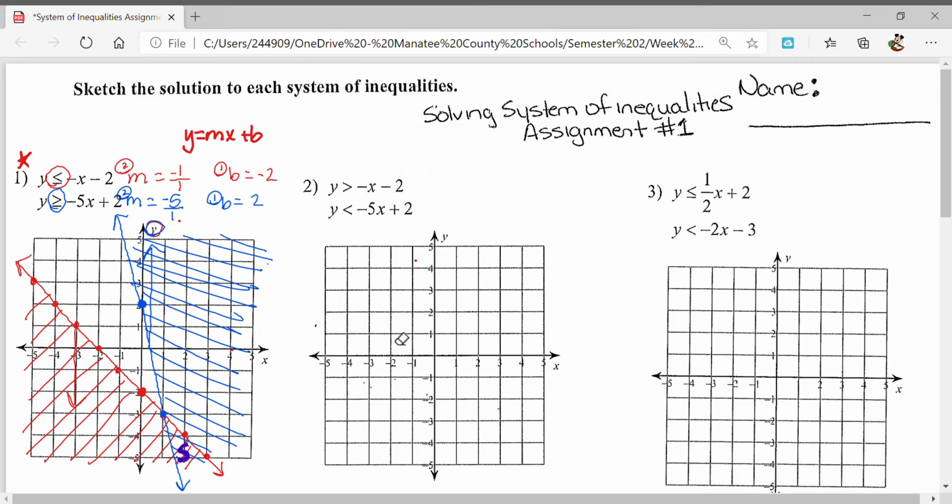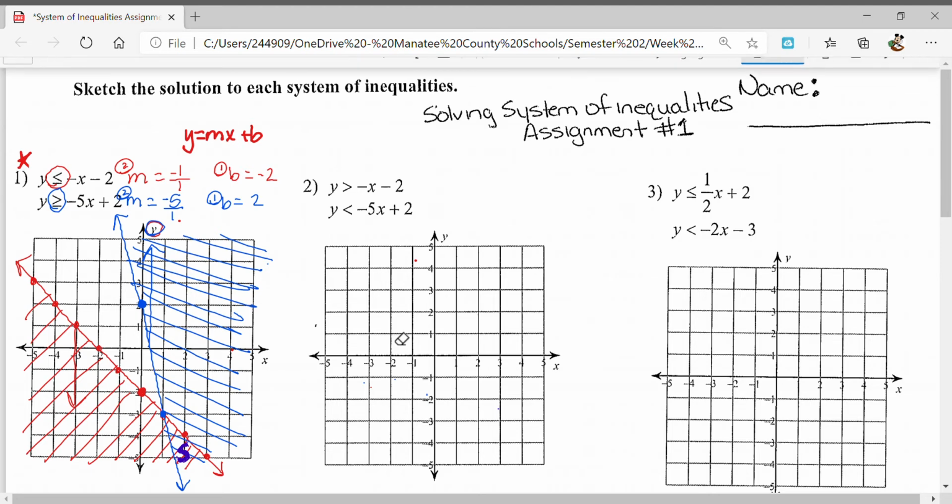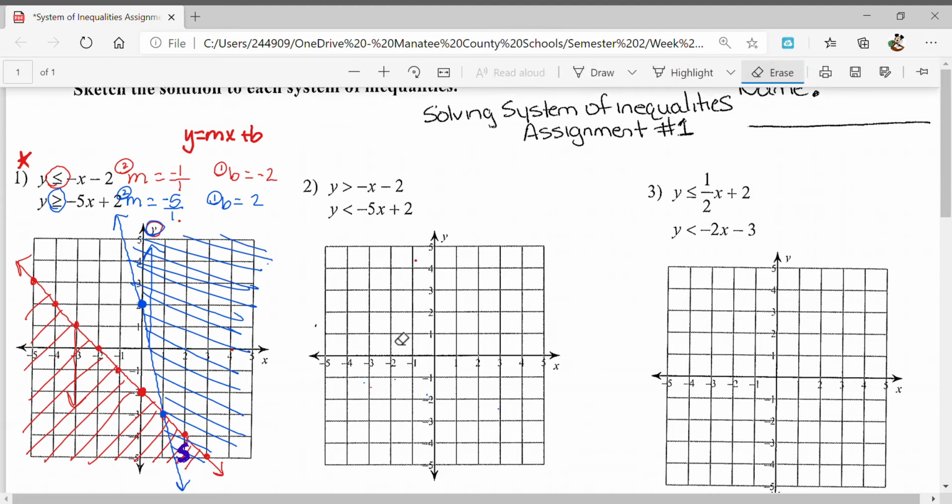Right, so I tried to do my recording earlier, but my sound was cutting in and out. So I'm going to go ahead and do it this way here.